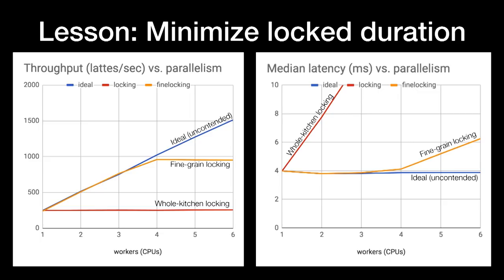When there's just 3 people in the kitchen, each takes their turn at the machine and moves on. Beyond 3, each additional person needs to wait their turn because all the machines are in use. Notice, though, that the latency is increasing much more slowly than in the whole kitchen locking scenario. This is because the pipeline of people making coffee is advancing each millisecond instead of every 4 milliseconds.